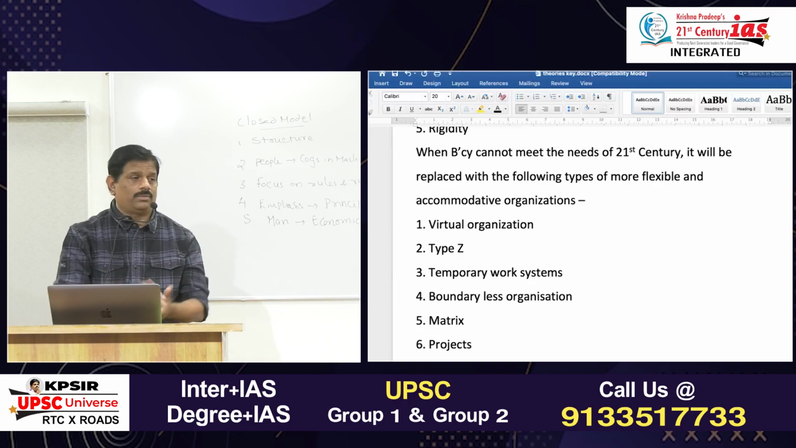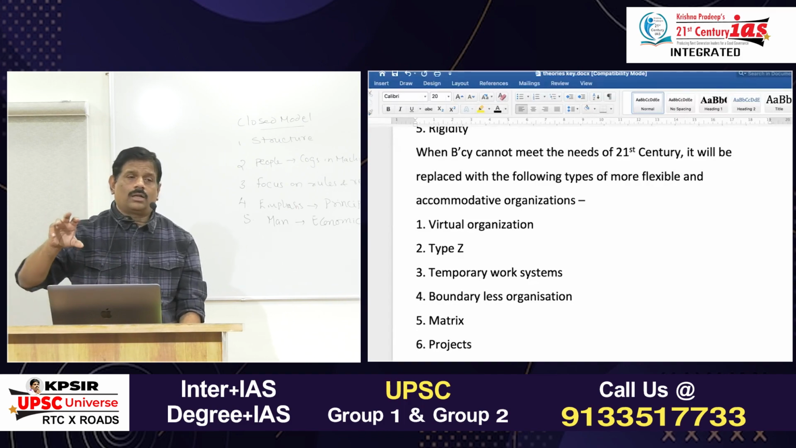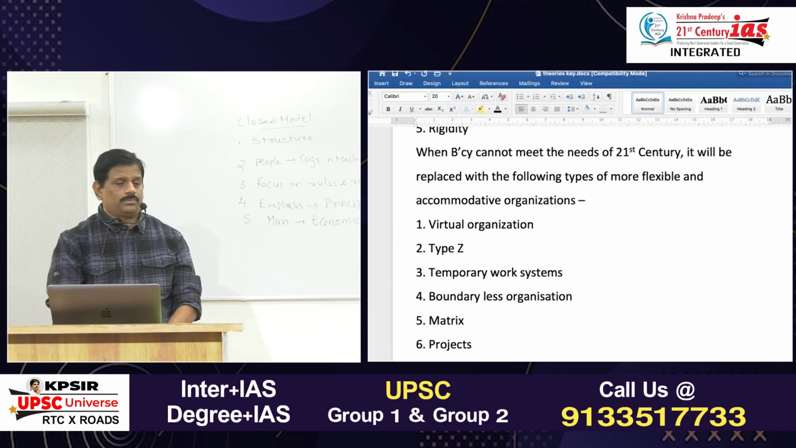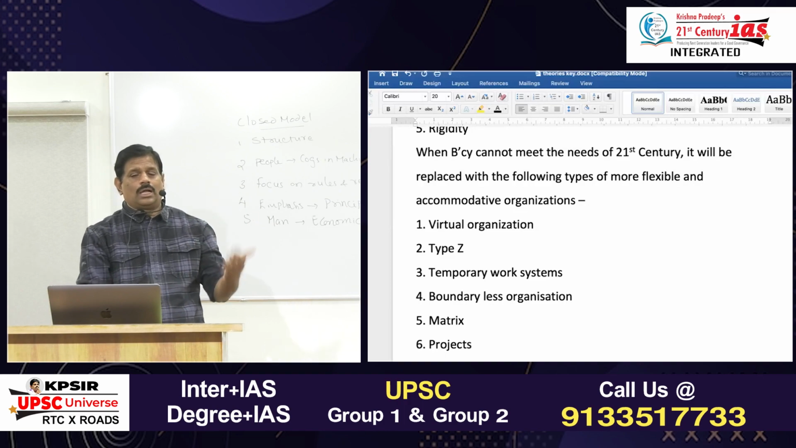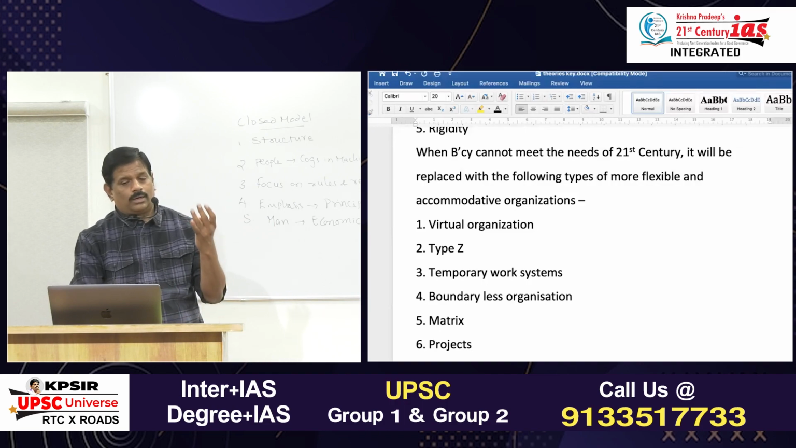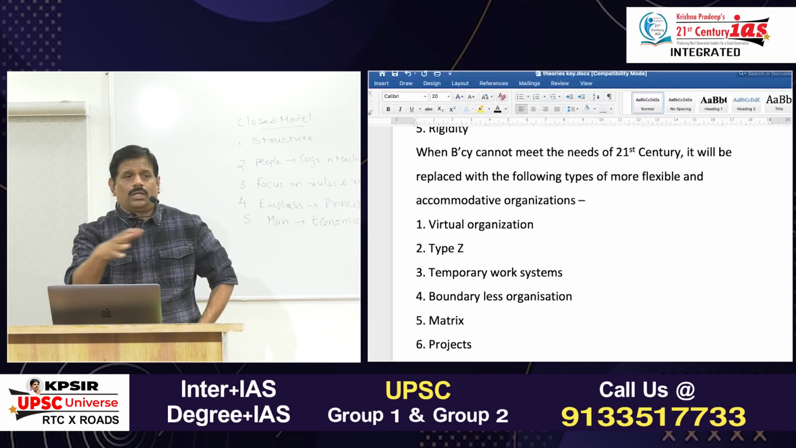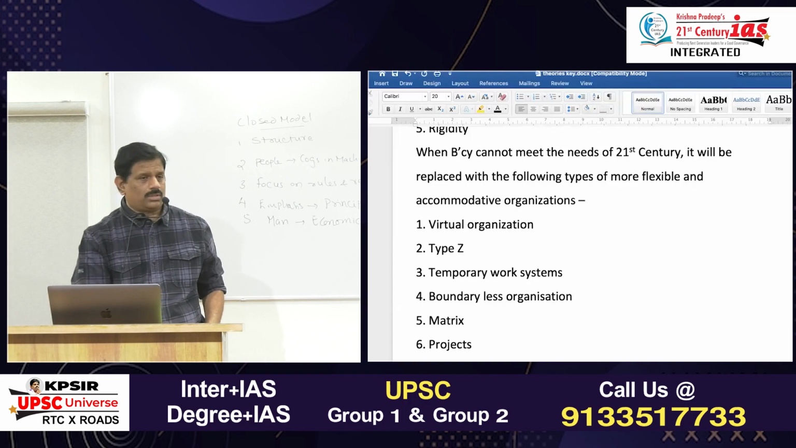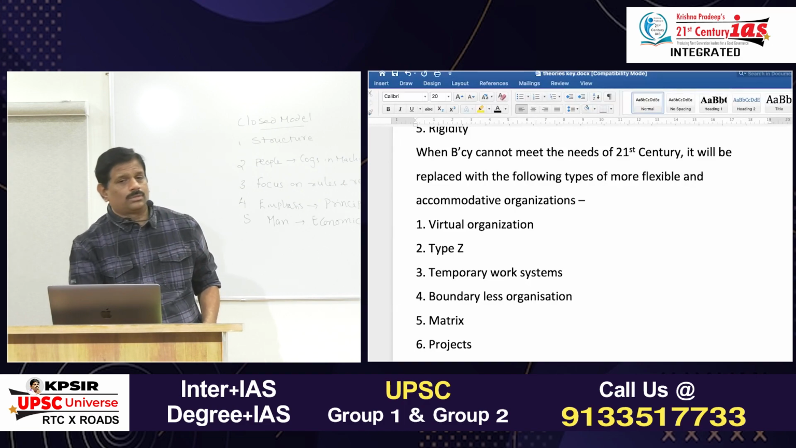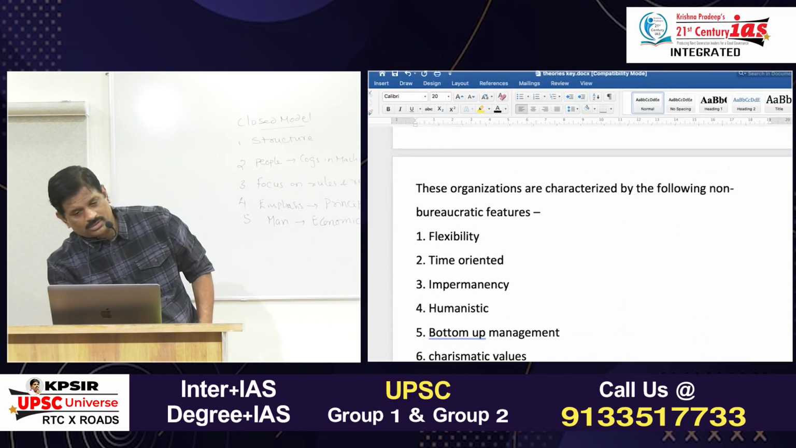Bureaucracy is not accommodative because of the rigid rules and regulations, while these alternative organizations are micro level, smaller. So you should give the list of examples for these alternative organizations. Like, as in the first question, we discussed virtual organizations. Similarly, the temporary work systems. A temporary work system is like a project organization. Once a project is finished, that will be terminated, and it will find a new project. Boundaryless organizations. As I told you, one of the questions is boundaryless organization. And there are projects, matrix. There are various examples, matrix organization, project-based organization.